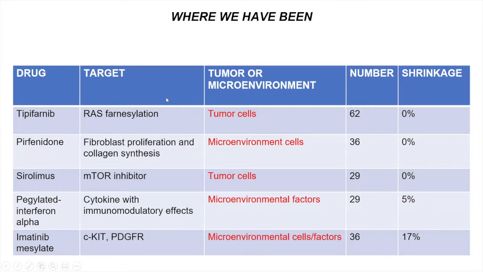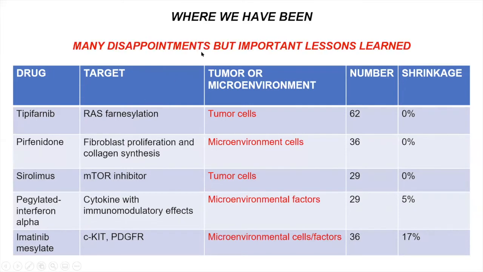And as you can see in the first 3 studies, unfortunately, despite the large number of patients and despite a different approach in each clinical trial, we saw that none of the patients had any shrinkage in the size of their tumors. And that was the same with the last 2 studies as well, using interferon alpha, which targets the T cells, and imatinib. And although these results were disappointing, we did learn important lessons during the conduct of these clinical studies.